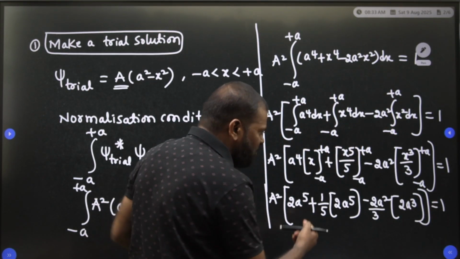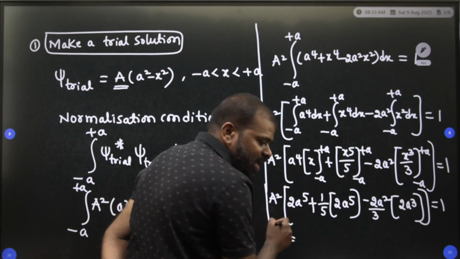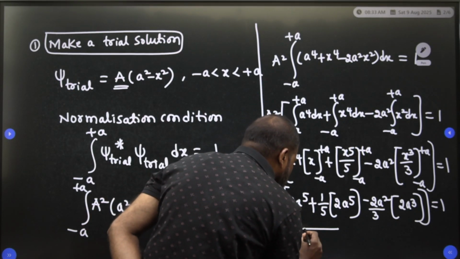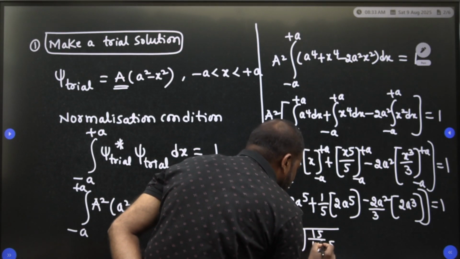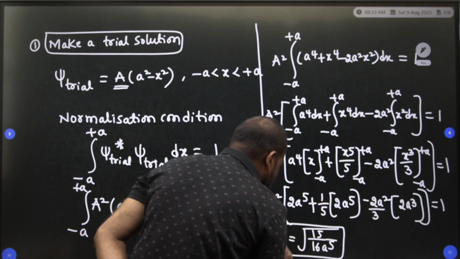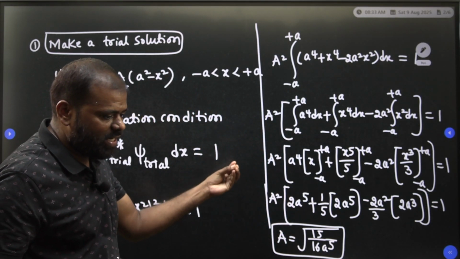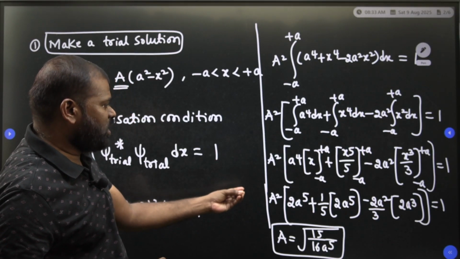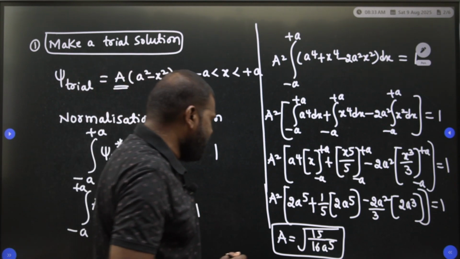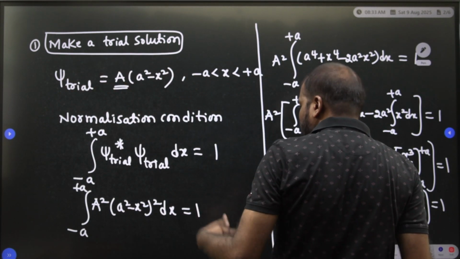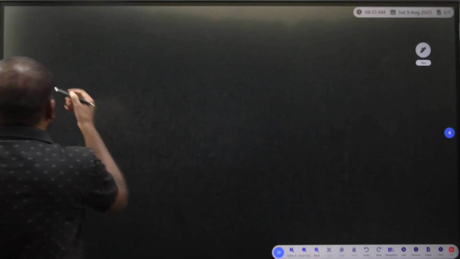Now, you have to simplify and calculate the value of A. A is equal to root 15 divided by 16 a to the power of 5, which you are going to get. This is the normalization condition. Based on that condition, you have to write your wave function.